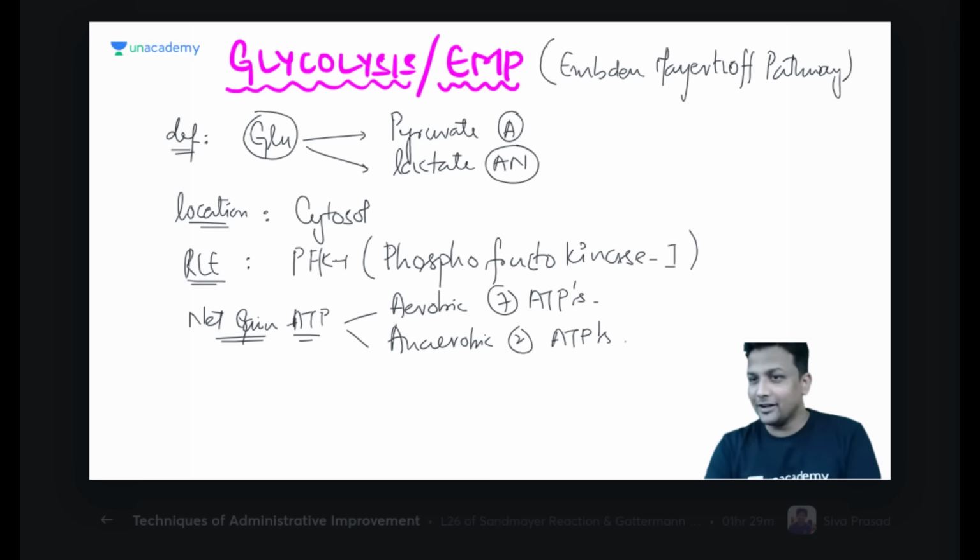Lovely. I'm seeing all your answers. Priyanka, Ravi, Shruti, all of them are answering perfectly correct, guys. Yes, aerobic glycolysis, 7 ATPs. Anaerobic glycolysis, 2 ATPs, guys. Lovely.